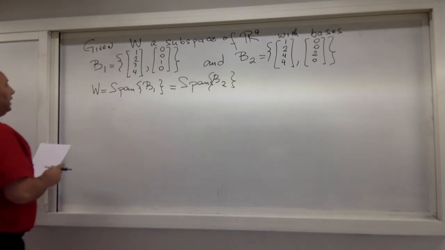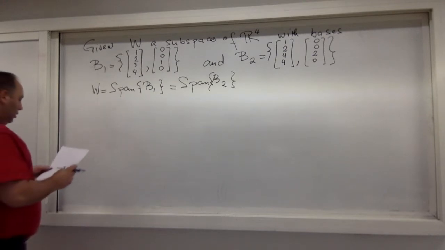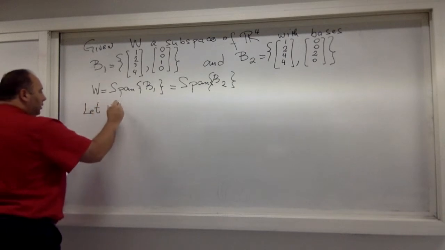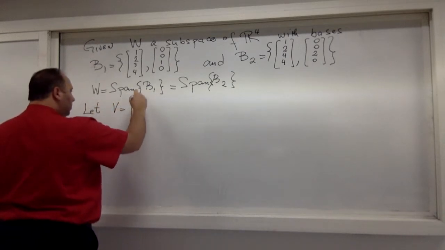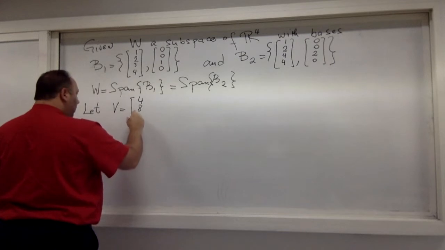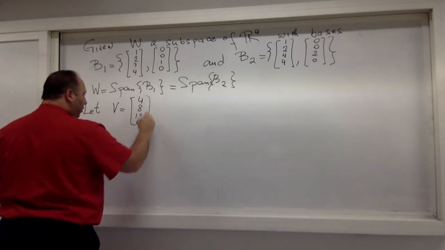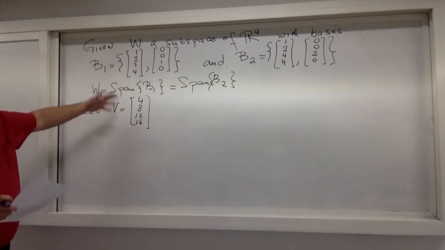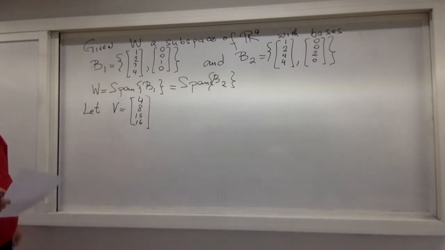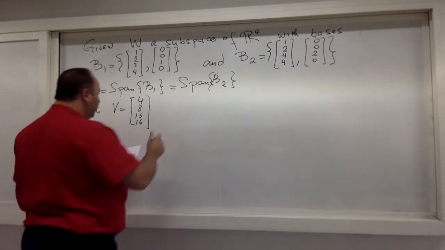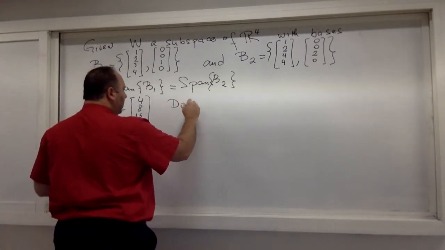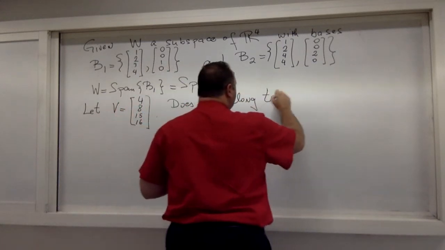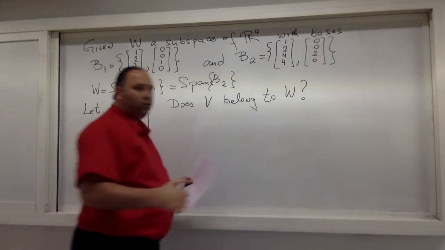So I'm going to take a vector V, so very nice vector (8, 15, 16), so vector with 4 components. So first question is, okay, it belongs to R4, but does it belong to W? How can you know? Does V belong to W? How could you know that?